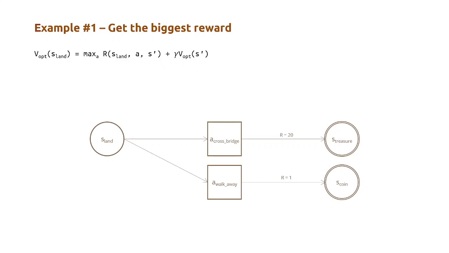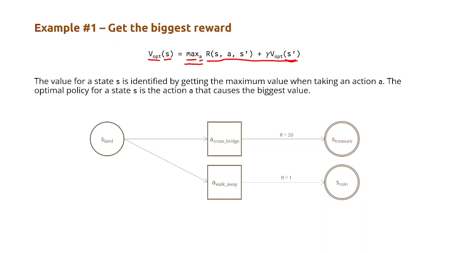Okay. Next slide. So first we replace the values. Again, we have V optimal of S is equal to max action A of the reward in state S, given performing action A and then transitioning to state S prime, plus our discount factor multiplied by the optimal value of the next state.